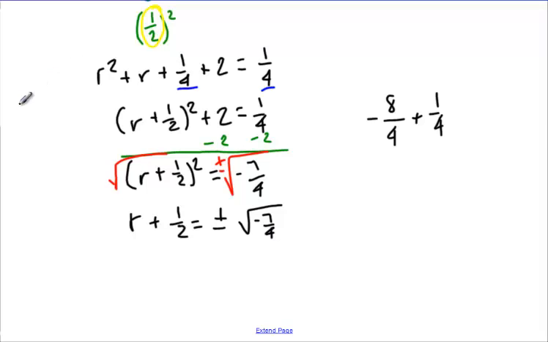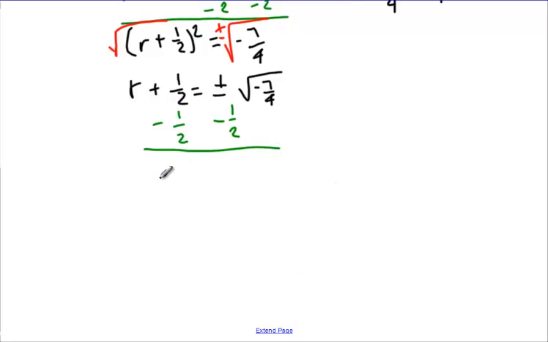All right. Well, we're almost done. Add 1/2 to both, or subtract 1/2 from both sides. And this gets me r equals negative 1/2 plus or minus. Now watch this. The hand is quicker than the eye here. i over 2 square roots of 7.